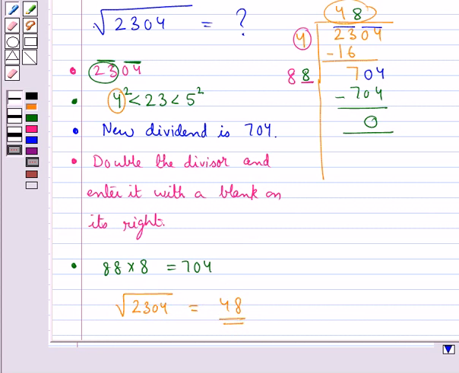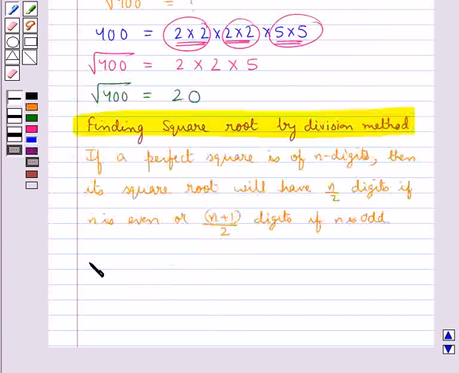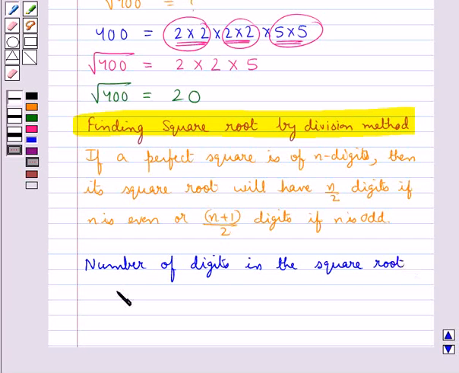We can also estimate the number of digits in the square root of a perfect square number by using these bars. That is, we have that the number of digits in the square root of a number is equal to the number of bars in the number.